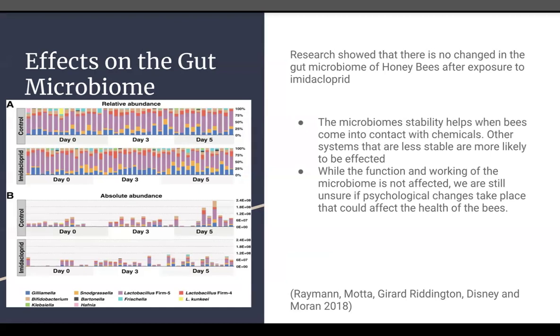likely to be affected. And so this chart here to the left from the American Society for Microbiology shows that imidacloprid does not impact the gut of the bees. Both panels show consistent patterns across days for both the control group and the imidacloprid group. So this shows there's no significant shift in the overall health and stability of the microbiome.